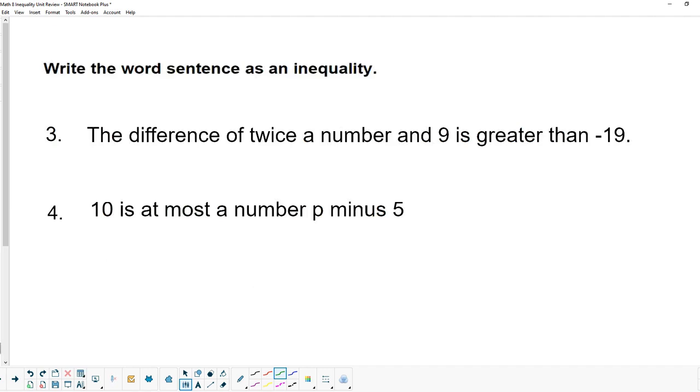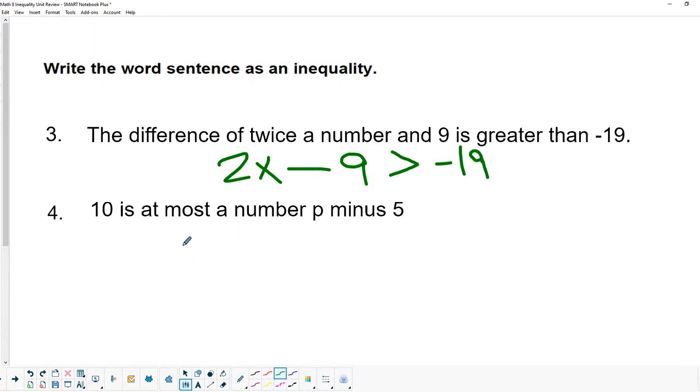All right, so then we gave some word phrases. I asked you to write an inequality based on the word phrase. So the difference of twice a number and 9 is greater than -19. In this one, they didn't tell us what variable to use, so we'll just use x.